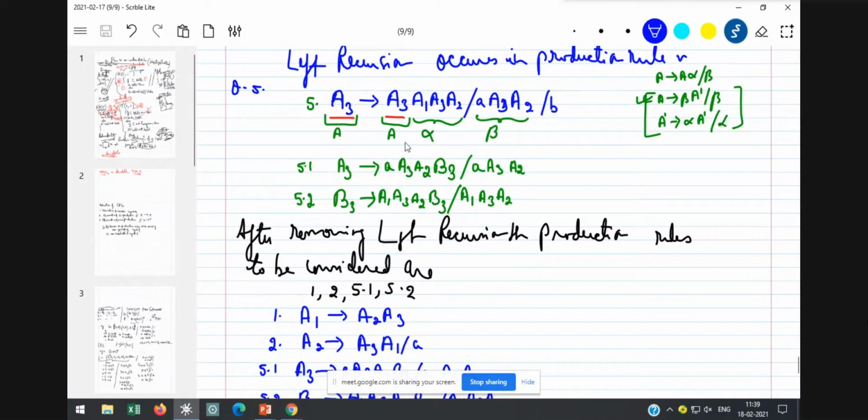Now see here. Now the production rules given to us, the production rule where the left recursion occurred was this number 5, and then in 5, we have left out B. We have left out the terminal B.